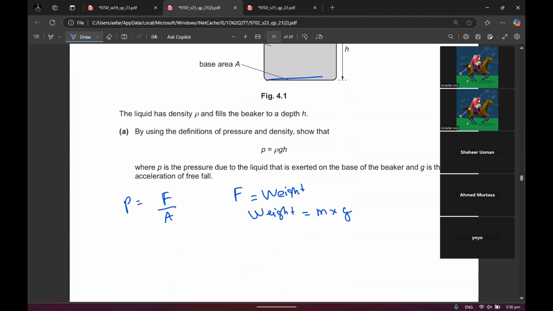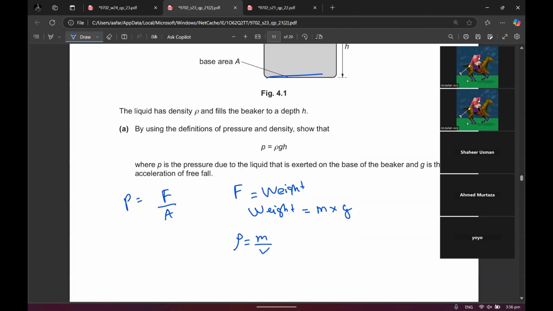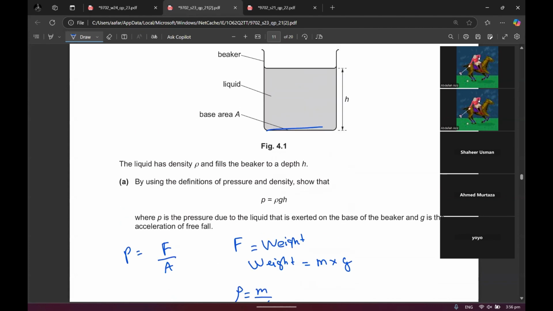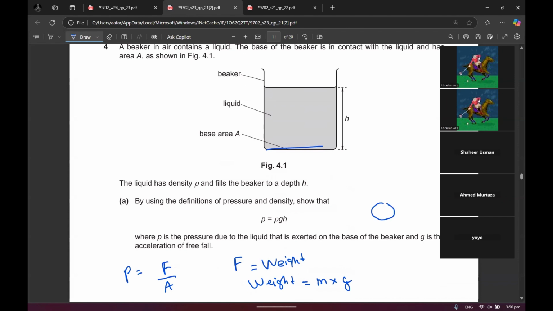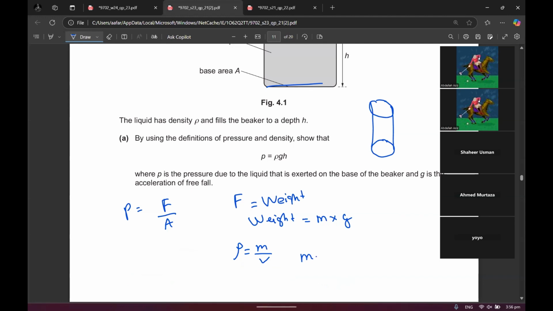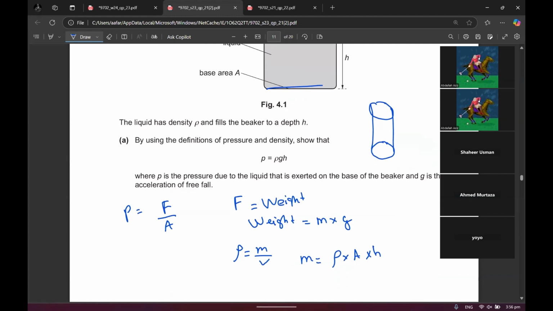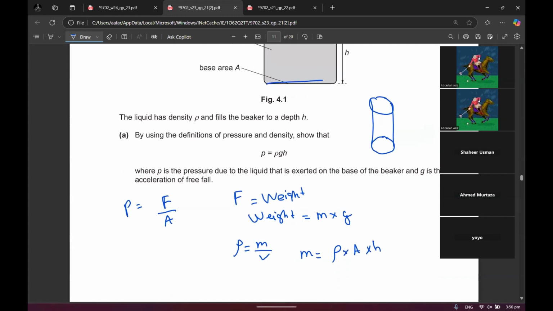Mass we can calculate from the density rho. Density is equal to mass over volume. The volume of the liquid is basically base area into height. You can take this beaker as a cylinder, so the volume of the cylinder is basically base area into height. We can say that mass is equal to rho into base area A into height h. So now we have the mass.